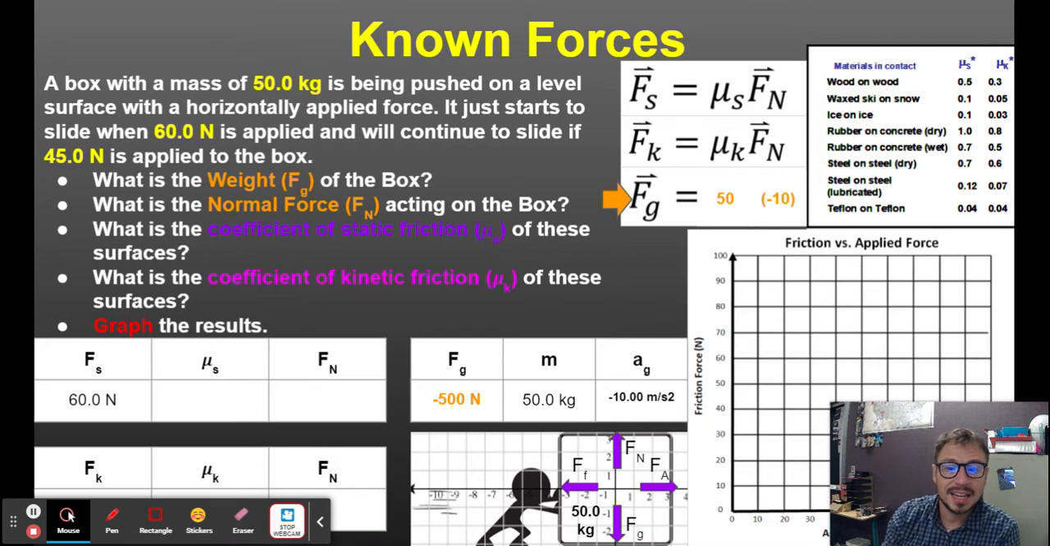So plug that in, I'm going to get -500 newtons. So yeah, it's 500 newtons in the downward direction. Now, since it's on a horizontal surface, the normal force will be 500 newtons. So now I can come up here and I can calculate the coefficient of static friction.